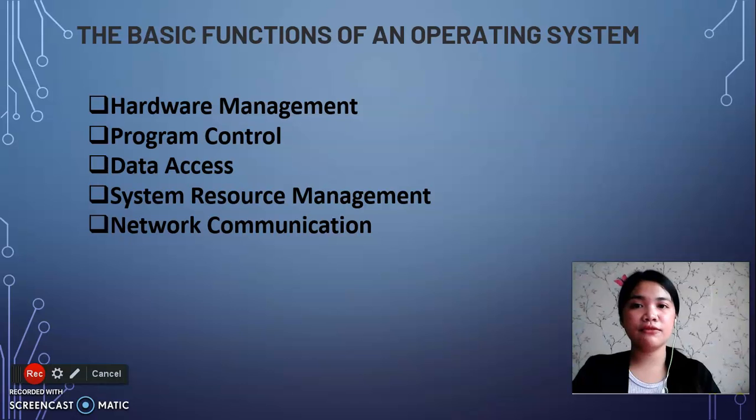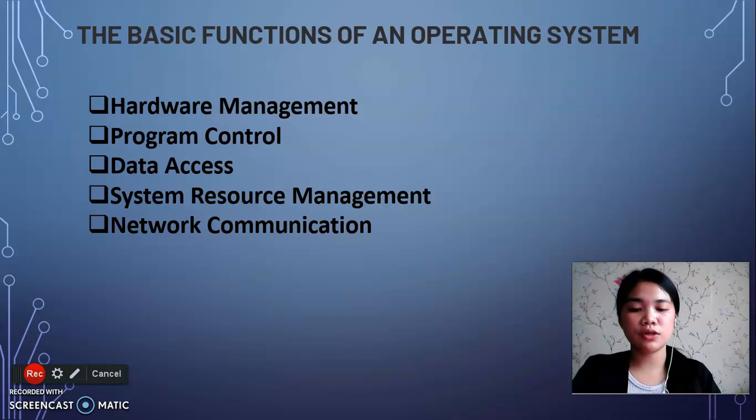So these are the basic functions of an operating system. Management tasks include scheduling resources used to avoid conflict and interference between programs. Unlike most programs, which complete a task and terminate, an operating system runs indefinitely and terminates only when the computer is turned off.